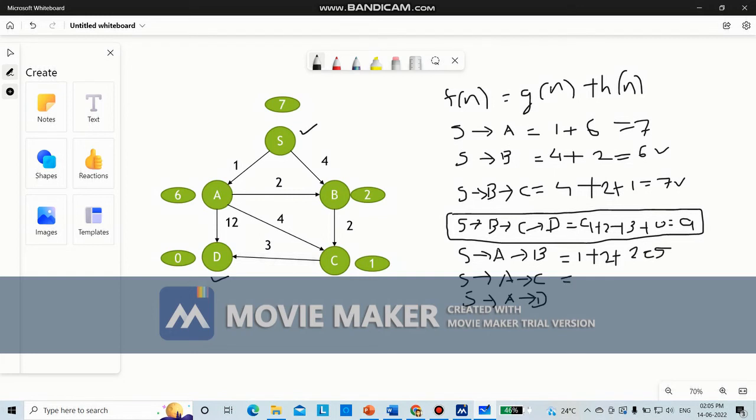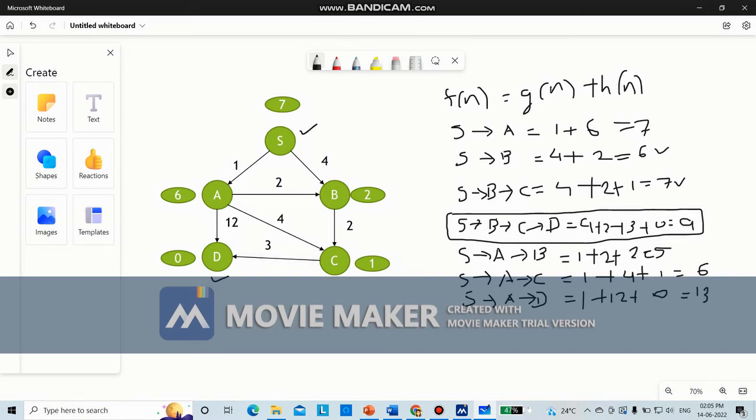Then this one, SAC. For this, 1 plus 4 is the G of n, and H of n is 1, which is equal to 4, 5, 6. Then we will calculate SAD. SAD, it is 1 plus 12, and what is the H of n? It is 0. Now it is equal to 13.